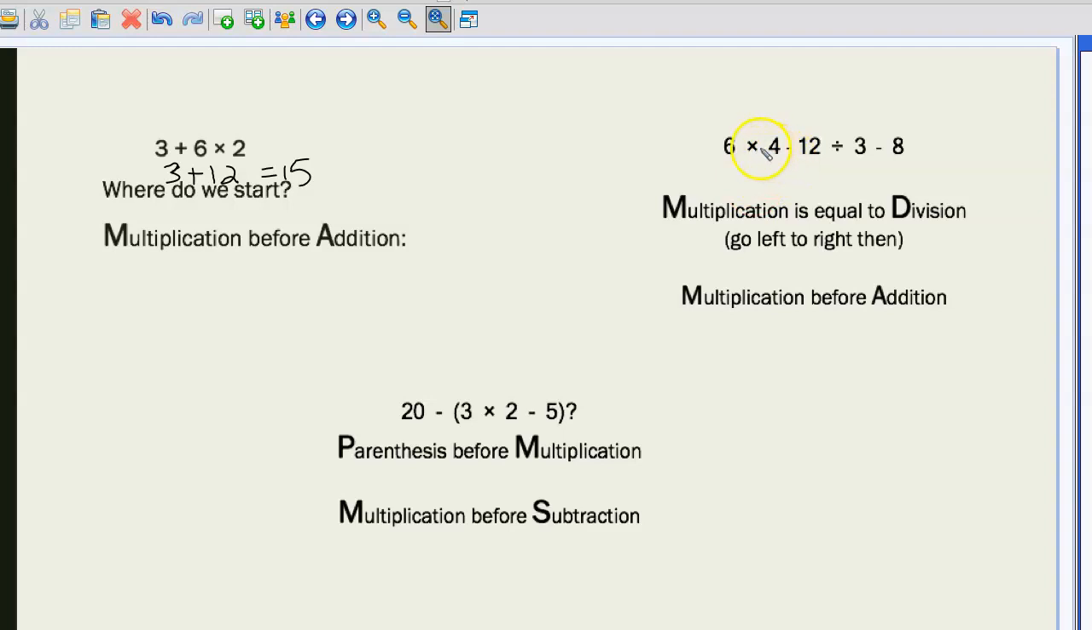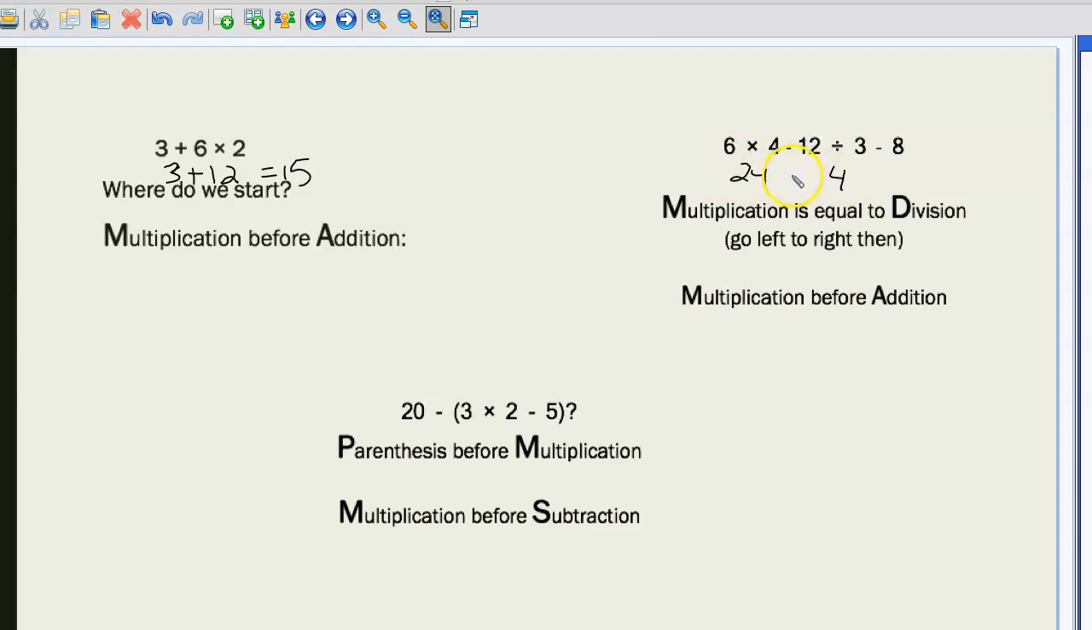So we don't have any parentheses or exponents, but we do have multiplication and division. And like I said, they are equal in order. So in this case, we're going to go left to right. And what I mean by multiplication before addition is we're going to take care of this before we even worry about this subtraction sign. So 6 times 4 is 24. And then 12 divided by 3 is 4. So I've taken care of my multiplication and division. How did I decide to do this one before this one? I just went left to right.